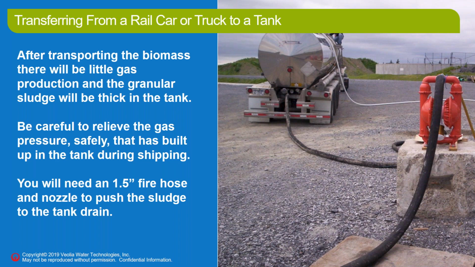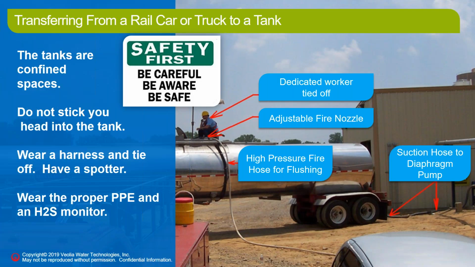And get yourself a 1.5-inch fire hose with a nice nozzle on it so you can push the sludge to the tank drain. Remember that it's not going to be making any gas anymore, so it's not going to be stirred up anymore in the tank truck, and it's going to have settled, and it's going to rat hole if you don't keep it moving, and you have to keep it moving by adding water to it. So you want to do this transfer safely, whether you're on a truck or on a rail car.